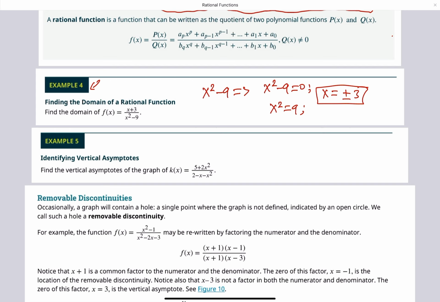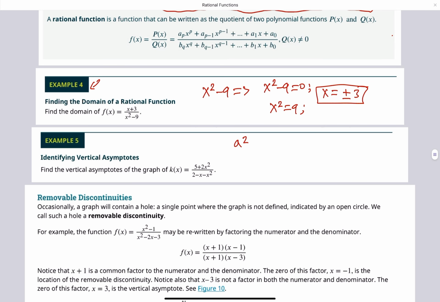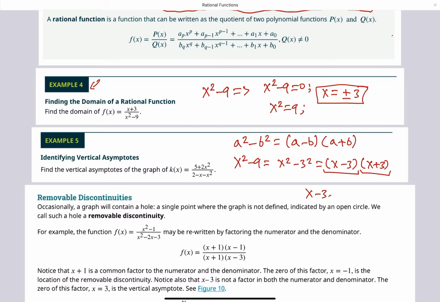This is one case, or I do suggest you memorize this: a squared minus b squared equals a minus b, a plus b. If I have x squared minus 9, then this is simply x squared minus 3 squared, which is just x minus 3, x plus 3. And you take every single factor and place it not equal to 0, then x plus 3 not equal to 0, x is not equal to 3, and x is not equal to negative 3. These are the 2 conditions.